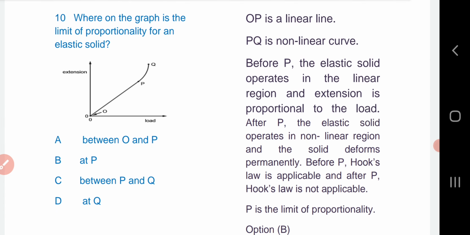Question number 10. Where on the graph is the limit of proportionality for an elastic solid? And the answer is, you can see the figure. In the figure, OP is a linear line, whereas PQ is a non-linear curve. Before point P, the elastic solid operates in the linear region and the extension is proportional to the load. After point P, the elastic solid operates in the non-linear region and the solid deforms permanently.